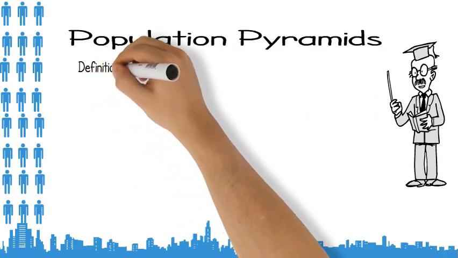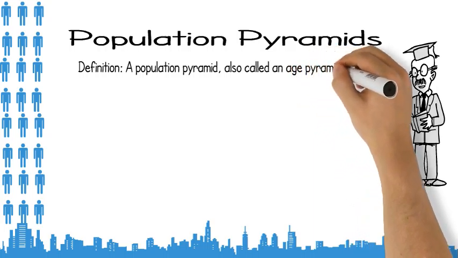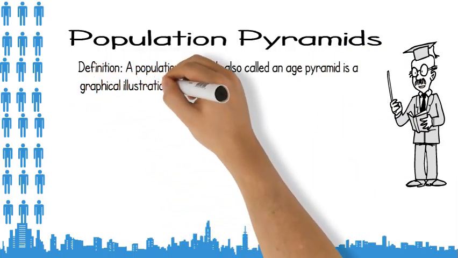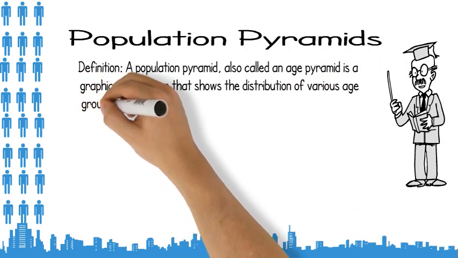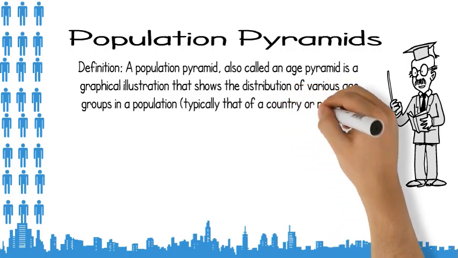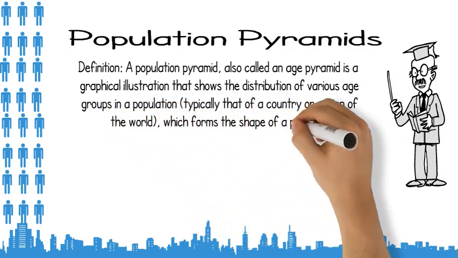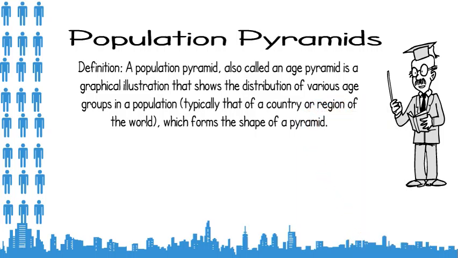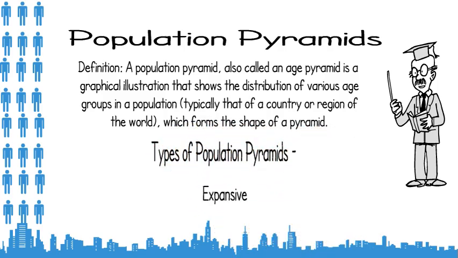Definition: a population pyramid, also called an age pyramid, is a graphical illustration that shows the distribution of various age groups in a population, typically that of a country or region of the world, which forms the shape of a pyramid. Types of population pyramids: expansive, constructive, and stationary.